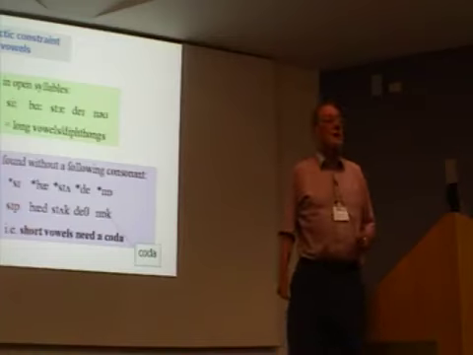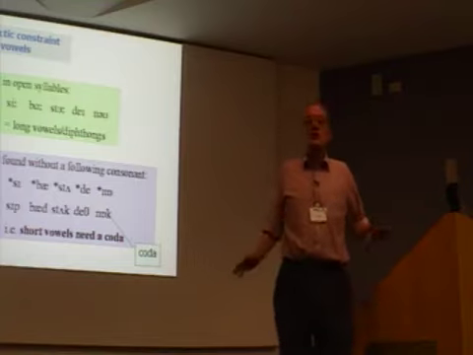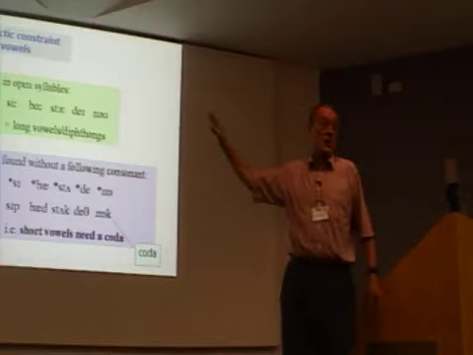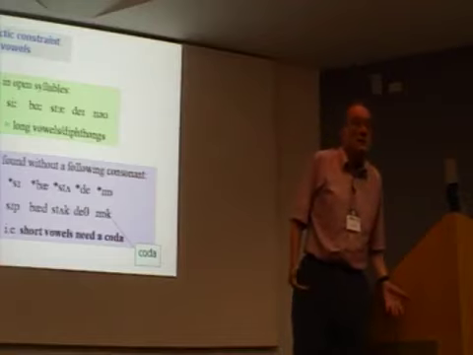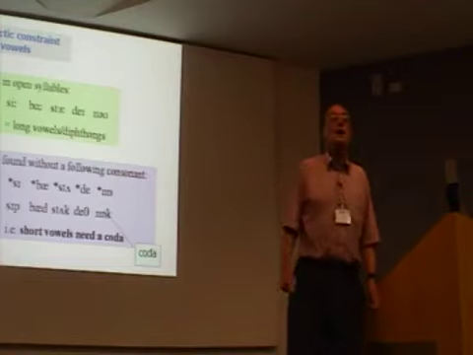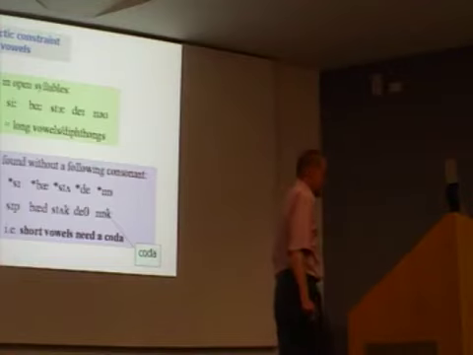So what we've seen so far is that English vowels in general fall into two categories: those that don't need a coda, though they can have one, and those that do require a coda. And the second group are what are traditionally called the short vowels.